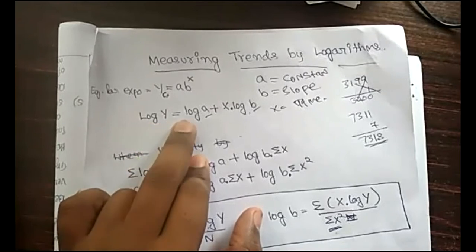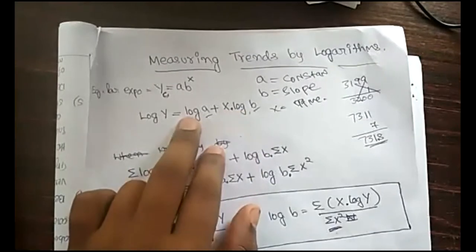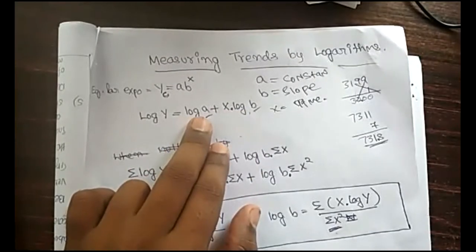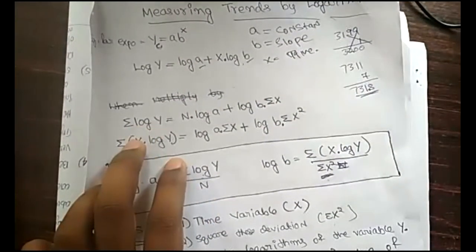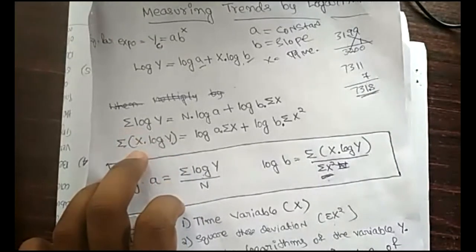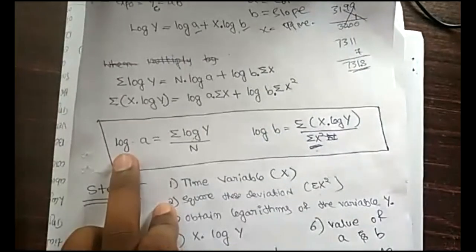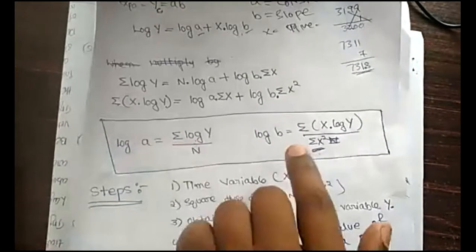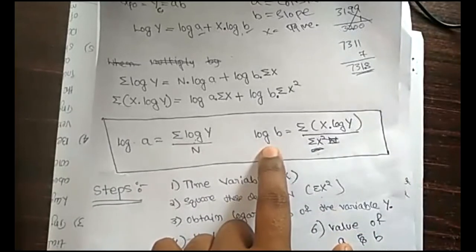So log y is equal to log a plus x into log b. This is the equation transformed into log values. If you take the first year as origin year, then use these two equations and find the trend values. If you take the middle year as the origin year, then the sum of x will be 0. At that time we can use these two equations to find the a value and b value.